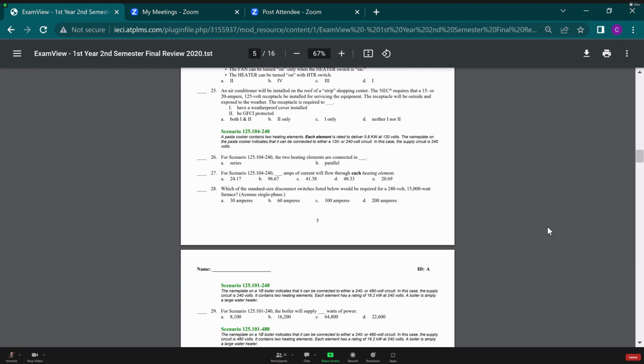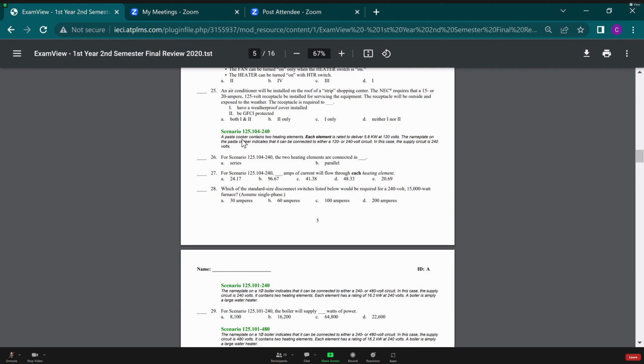All righty. Hopping into number 26 here. For the scenario above, the 2 heating elements are connected in blank. So if we take a look at the scenario, 26 and 27 are a part of this scenario, and we're going to be looking at the amps through each heating element for 27.